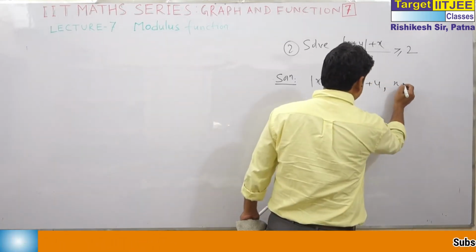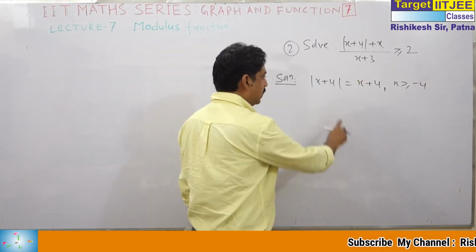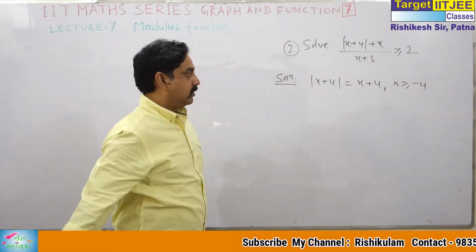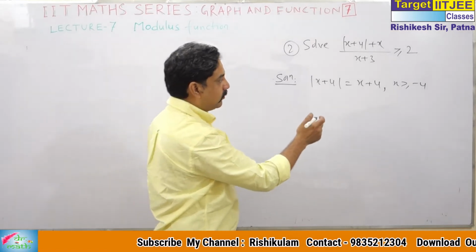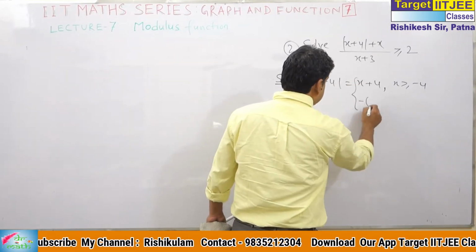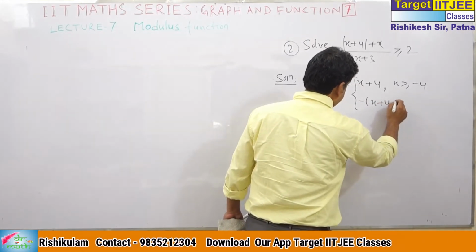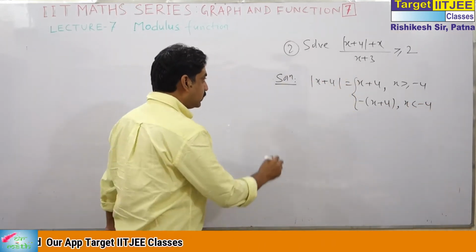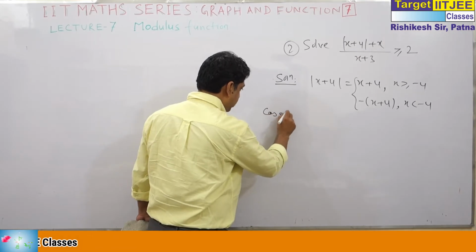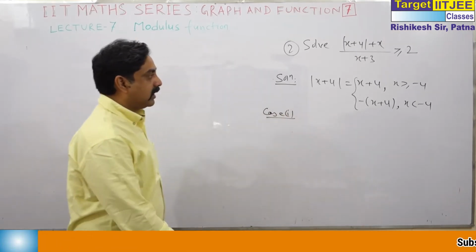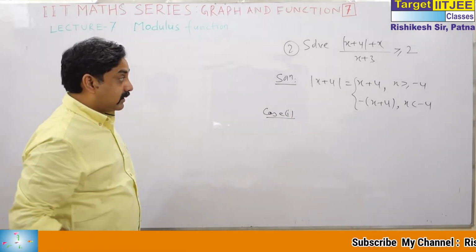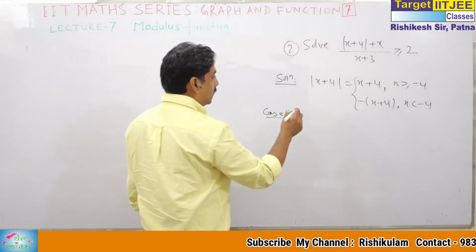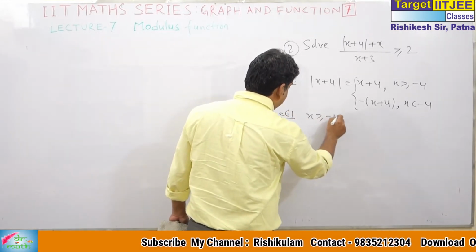when x is greater than or equal to minus 4, because then x + 4 must be greater than or equal to 0. So x ≥ -4. And otherwise it is minus (x + 4), when x is less than minus 4. So we will do the question in two cases.